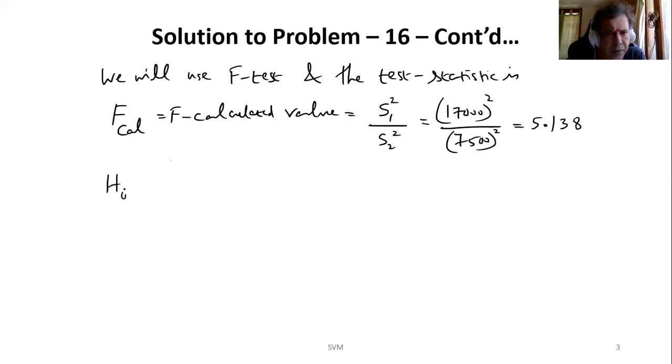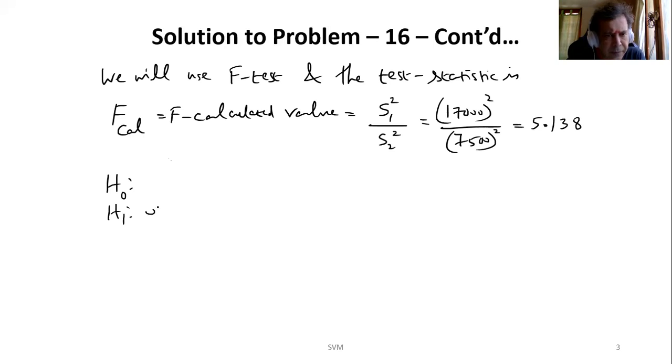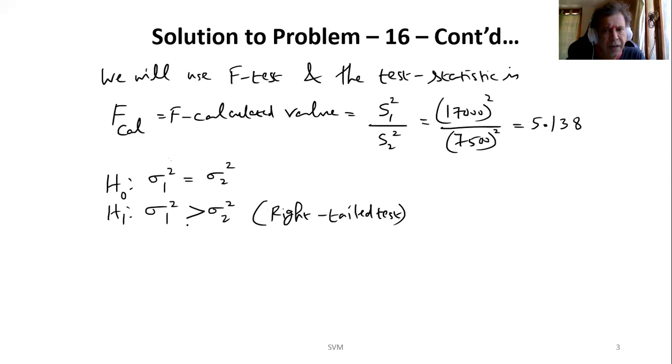Now, here the alternative hypothesis is what is there in the sociologist's belief, since that itself does not have any equality sign. So that will become your alternative hypothesis: sigma 1 square larger than sigma 2 square. So it becomes a right tail test. The null hypothesis will be that there is no significant difference between both the variances. Okay. Now, how do we infer?